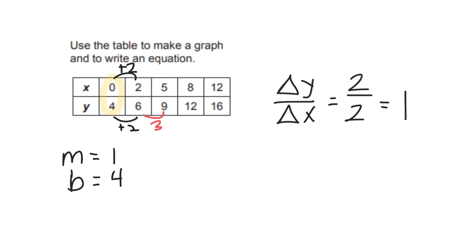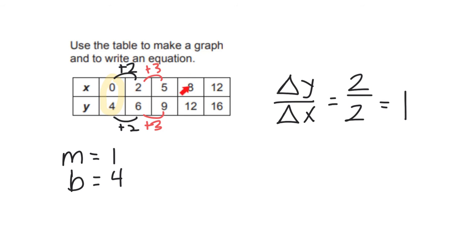I muted myself, sorry. 6 to 9 is changing by 3. 2 to 5 also changes by 3. If I divided 3 divided by 3, I'd still get 1. And if I did the same thing here, from 5 to 8 is 3, from 9 to 12 is 3. 3 divided by 3 would still be 1.